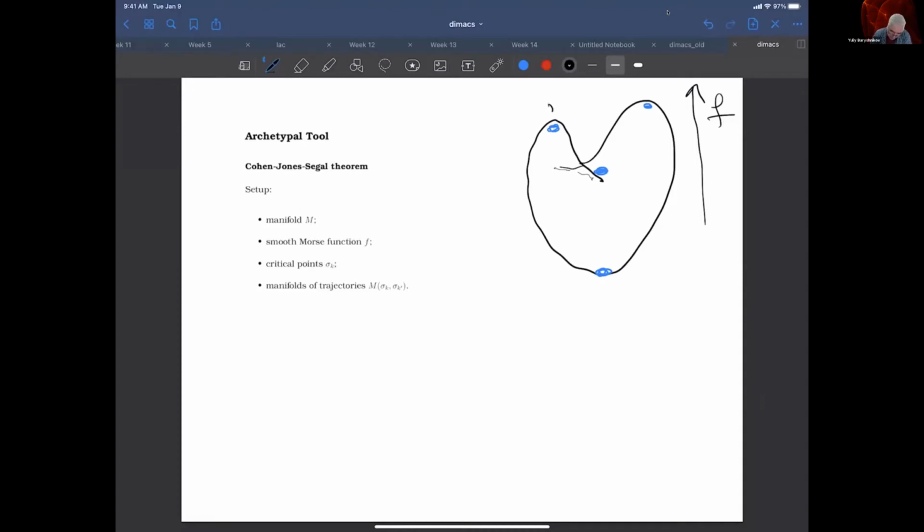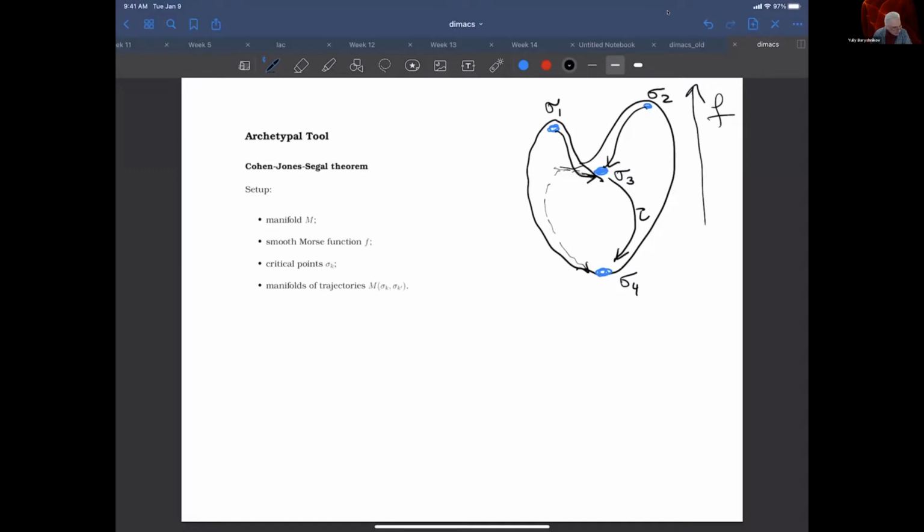Okay, so you have this critical point. Let's number them for future reference. And you have trajectories going between those critical points. Maybe you have one trajectory, but maybe there is another trajectory going from this critical point down, right? And there's a trajectory going this way and that way. So this is the data: you have critical points, and you have trajectories.